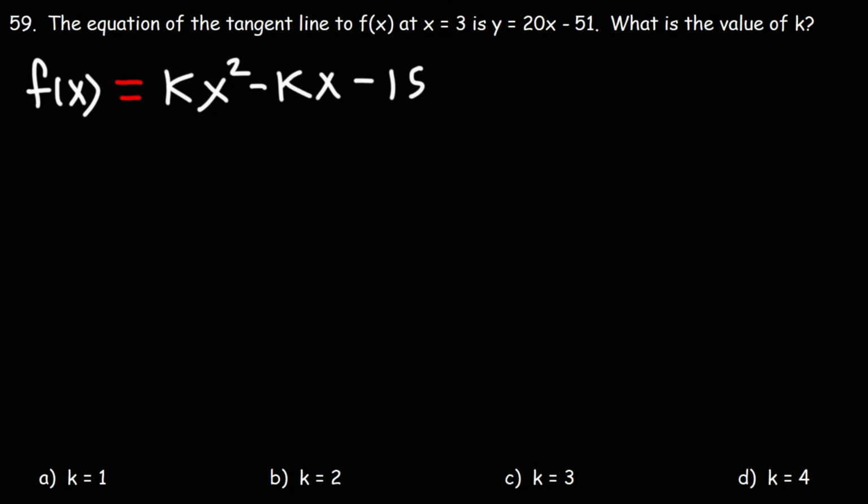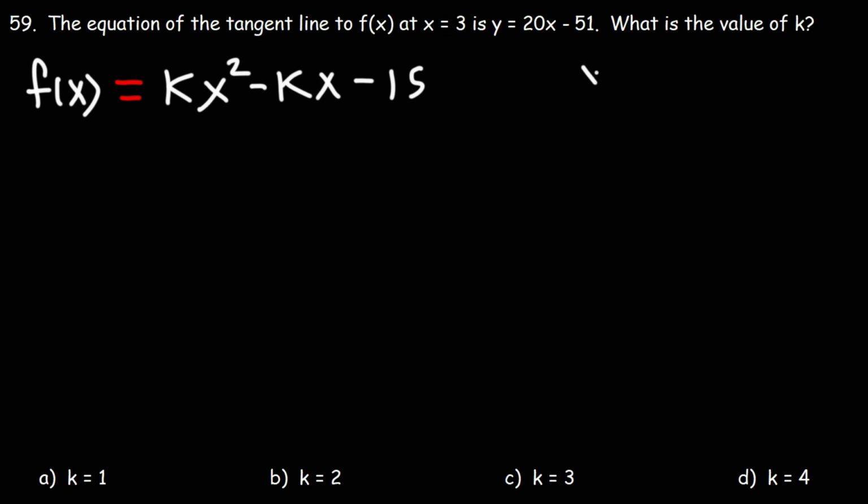Number 59. The equation of the tangent line to f of x at x equals 3 is y is equal to 20x minus 51. What is the value of k? And we're given a function, f of x is kx squared minus kx minus 15.